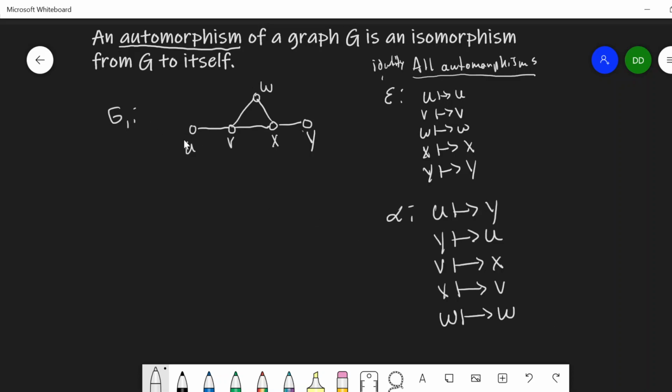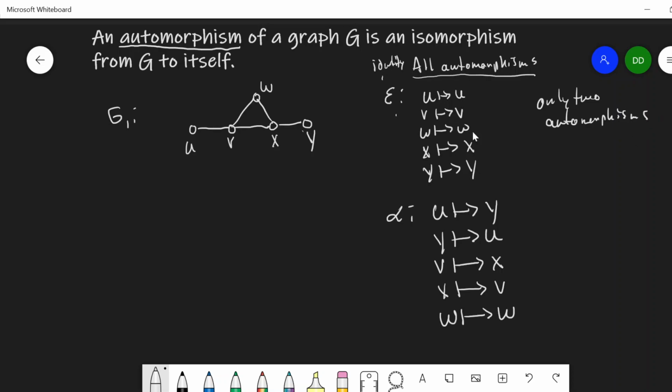Notice that once I decided to send U to Y, everything else was determined. I didn't really have any choices in what vertices I sent to what other vertices. Everything was predetermined past that point. And so we can conclude here that these are all of the automorphisms of G1. The two vertices of degree 1 must either be fixed, as in the case of the identity, where I send U to U and Y to Y, or they're swapped, where I send U to Y and Y to U, and then the rest was determined. There are no choices after this point. So these are the only two automorphisms.